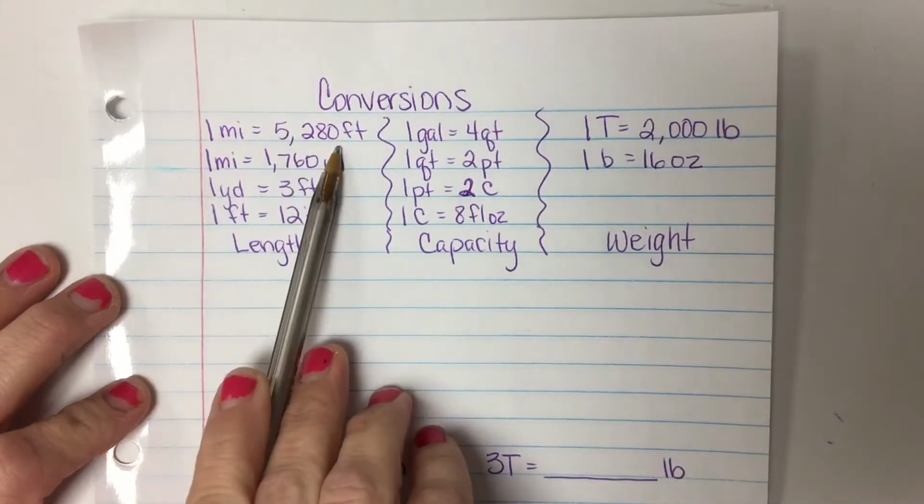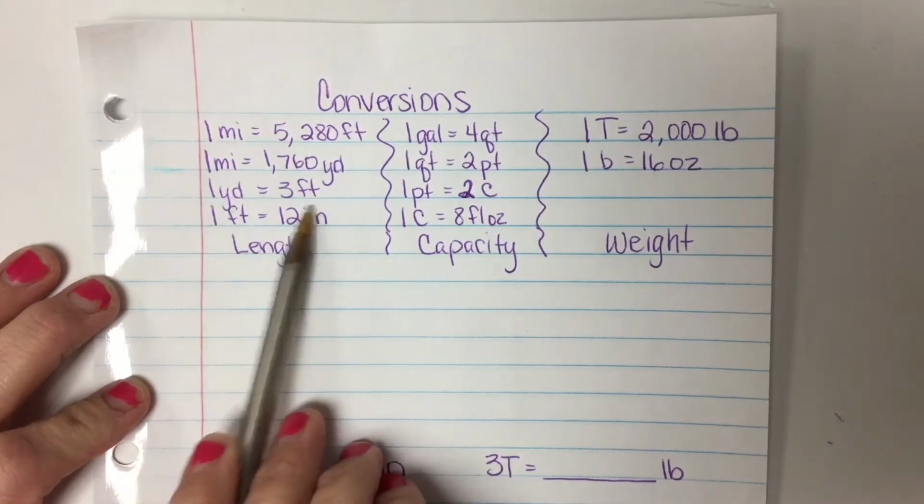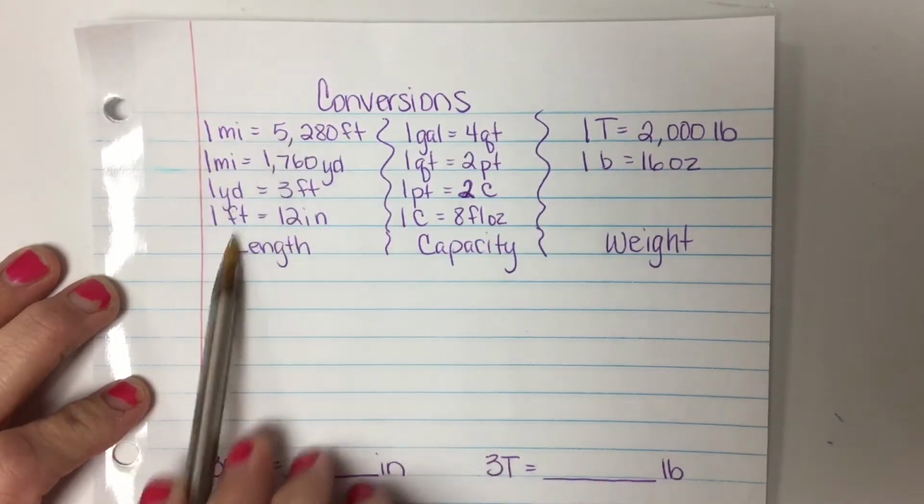1 mile is 5,280 feet. 1 mile is 1,760 yards. 1 yard is 3 feet. 1 foot is 12 inches, and that's length.